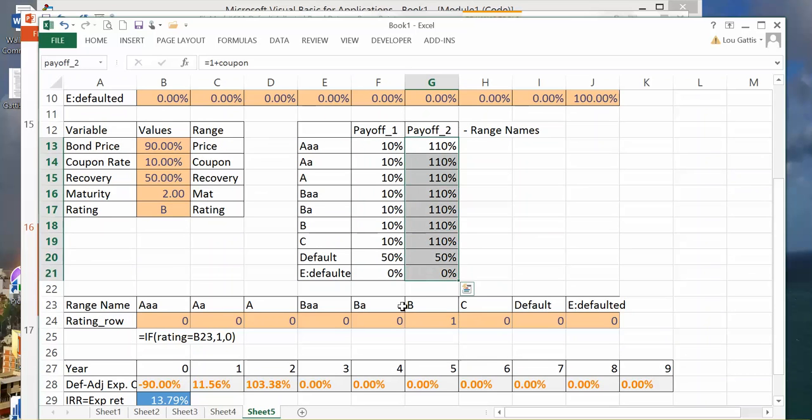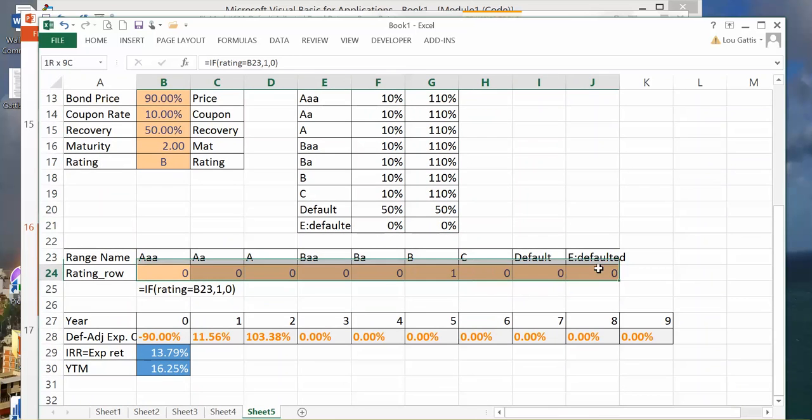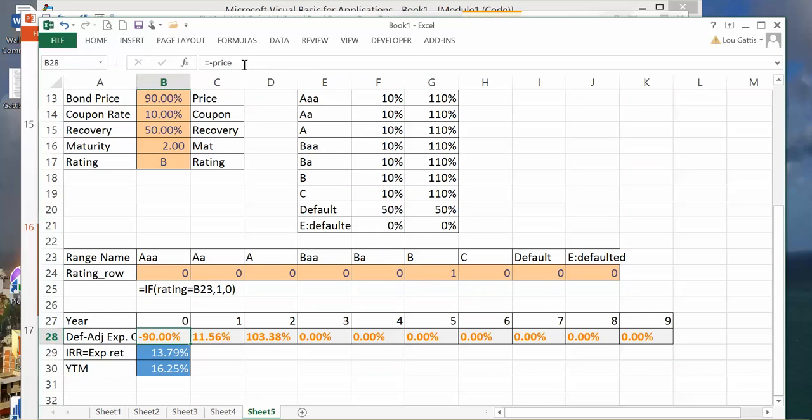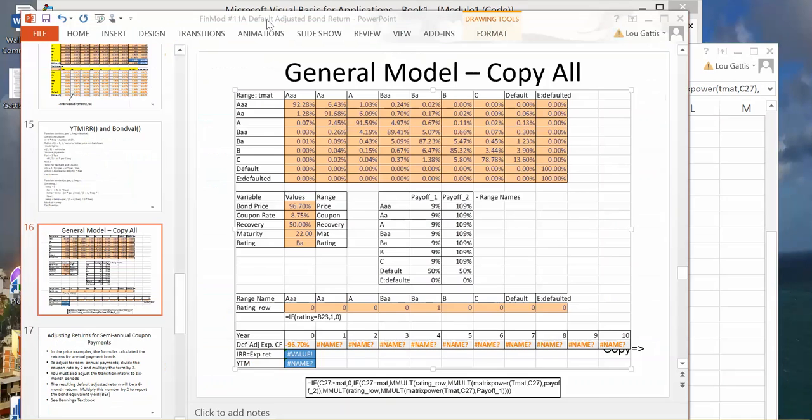This is my if statement that gives me my ratings. I'm calling that rating row. And see, there's B for my B-rated bond. This is minus the price. Now the trick is this formula here, which then gets copied. If you look at this formula, let's actually look at it in PowerPoint. So here's the formula in PowerPoint.